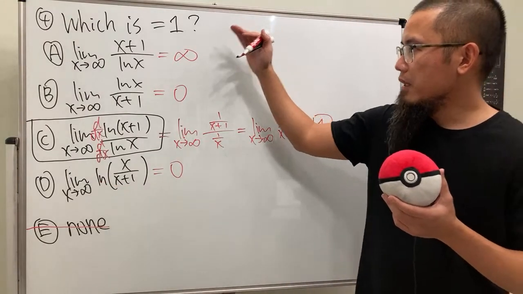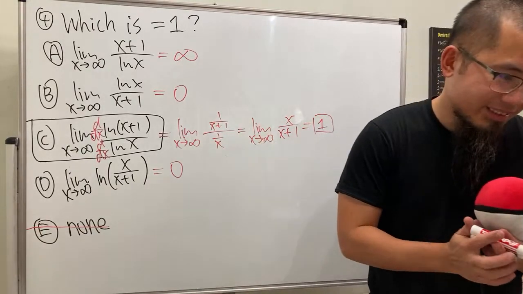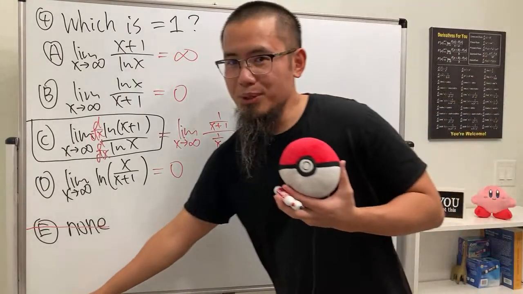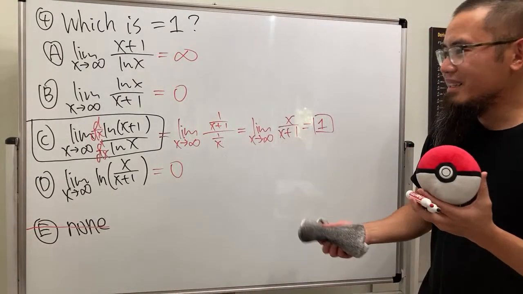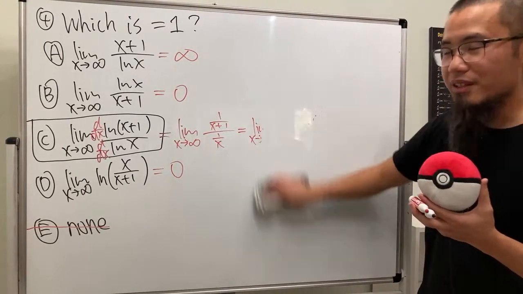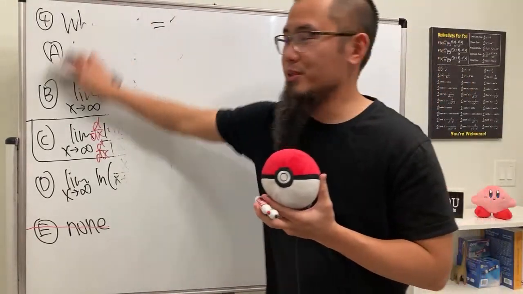So you have infinity, 0, 1, and 0. So C is the answer for that. You see that they all look similar. They all have the ln, and then they have the x and also the x plus 1, and it's all x approaching infinity. That's one of the things that I like about having a nice multiple choice question.